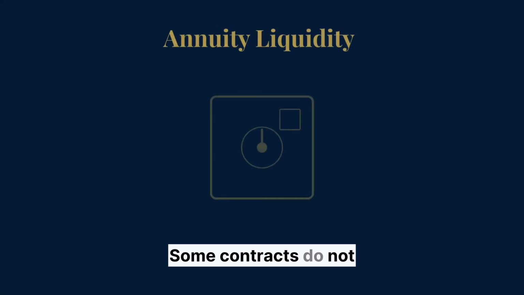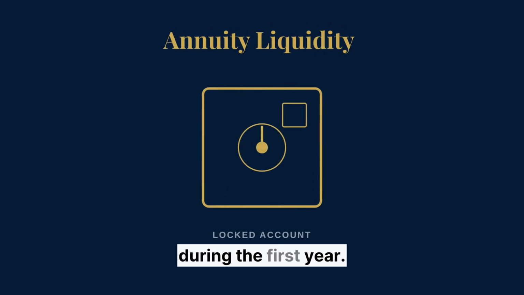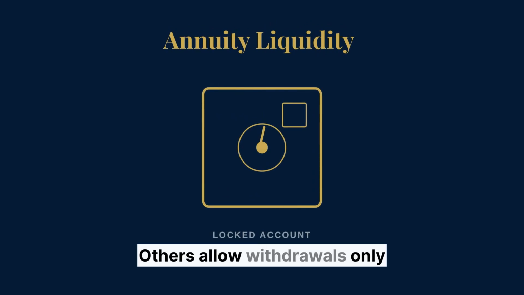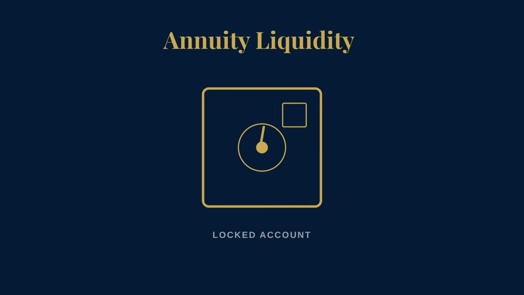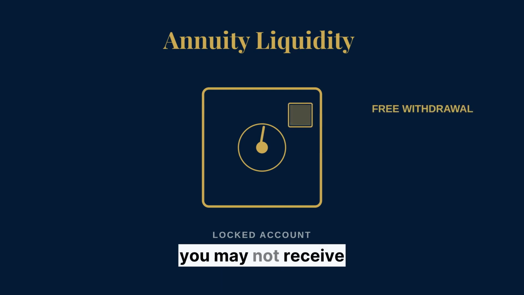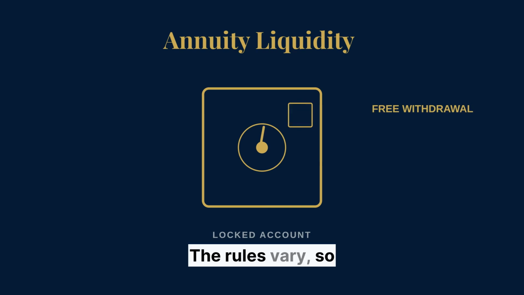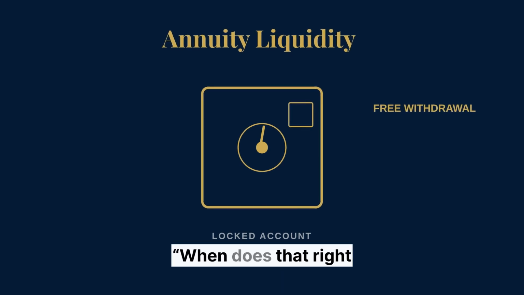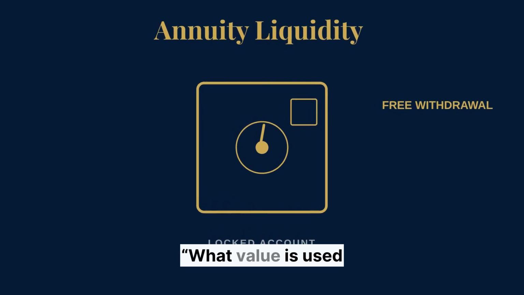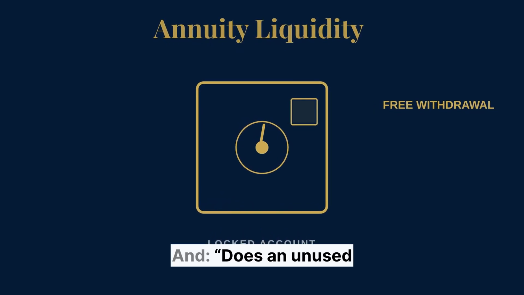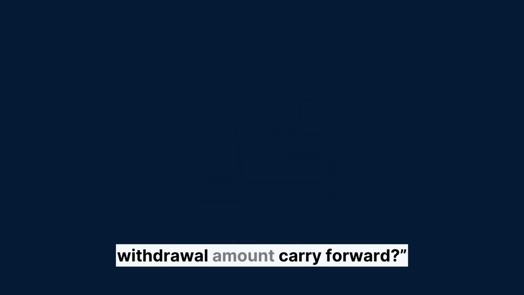Some contracts do not allow a free withdrawal during the first year. Others allow withdrawals only after the first contract anniversary. The unused amount may not carry forward. For example, if you do not use your 10% withdrawal this year, you may not receive a 20% free withdrawal next year. The rules vary, so ask, how much can I withdraw without a surrender charge? When does that right begin? What value is used to calculate the free amount? And does an unused withdrawal amount carry forward?